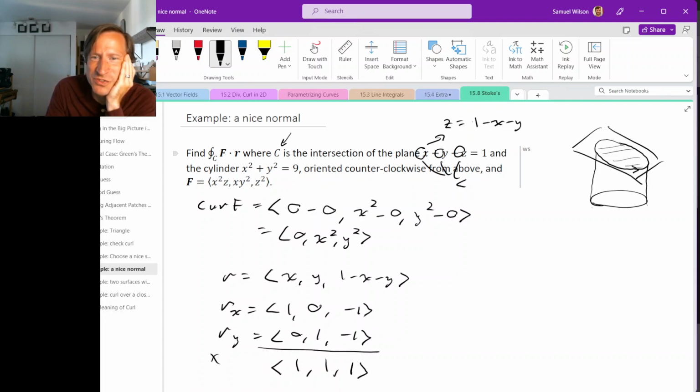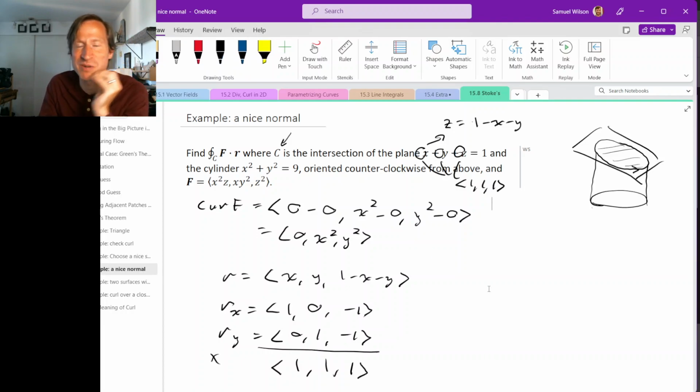Okay. Notice that when we used the graph parametrization, we actually got the normal vector that is sitting in the equation for the plane here. That's not a coincidence. That actually always happens if you use the graph parametrization to parameterize a plane.